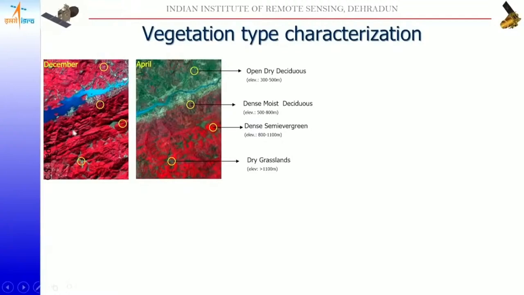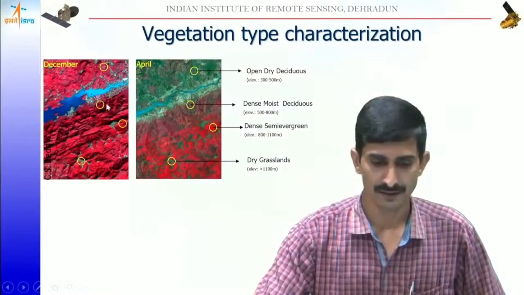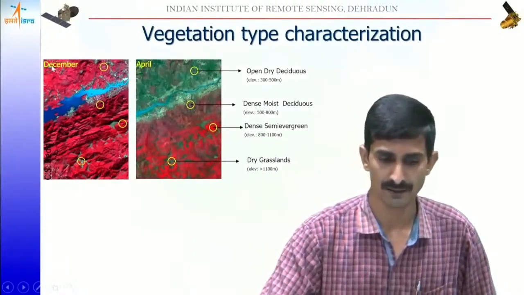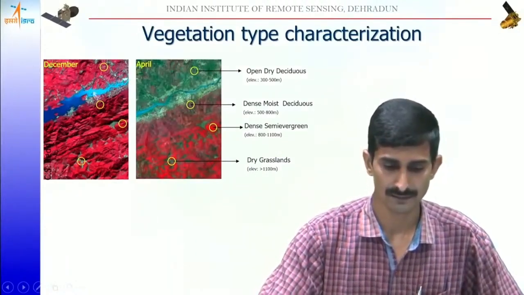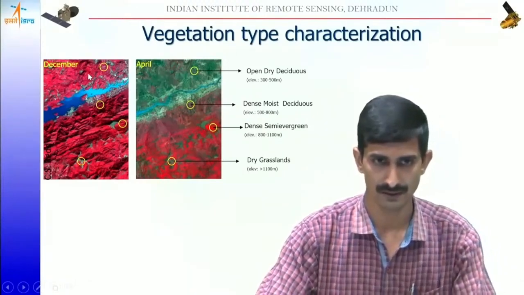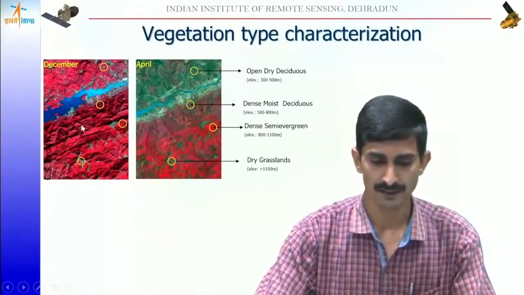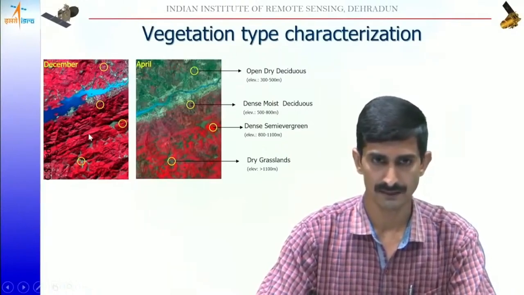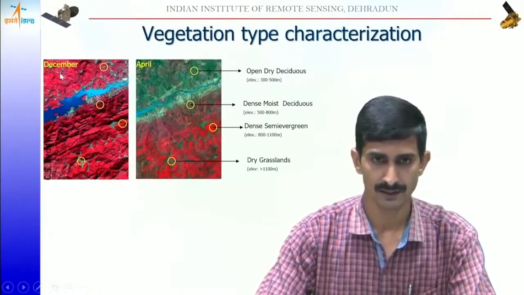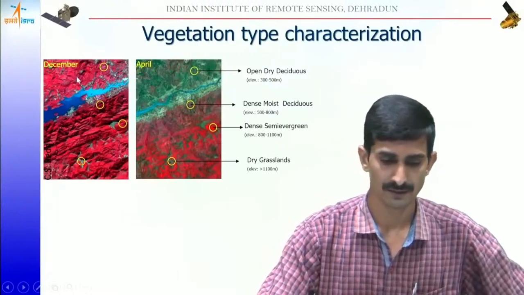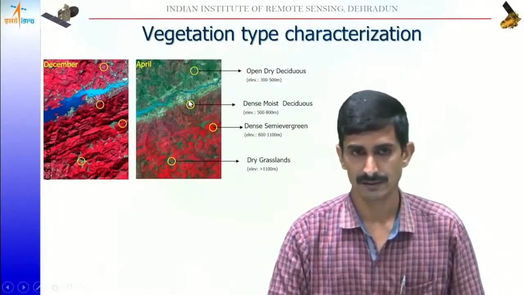Because we have the repeat coverage of the area and the synoptic coverage, based on those data sets, we can easily characterize the vegetation of a particular area. In these two images, you can see the contrast in the vegetation cover. In the December month image, if you see the FCC of any area, you will find all the area is represented by a similar kind of color, because this is the peak growing season after the monsoon.